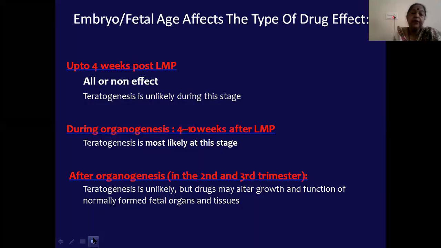If you see the embryo and fetal age, which affects the type of drug effect, up to 4 weeks post LMP is the all or none effect; teratogenesis is unlikely during this stage. During organogenesis, 4 to 10 weeks after LMP, teratogenesis is most likely at this stage. And after organogenesis, at the end of the second and third trimester, teratogenesis is unlikely, but the drug may alter growth and function of normally formed fetal tissue, organs and tissues.